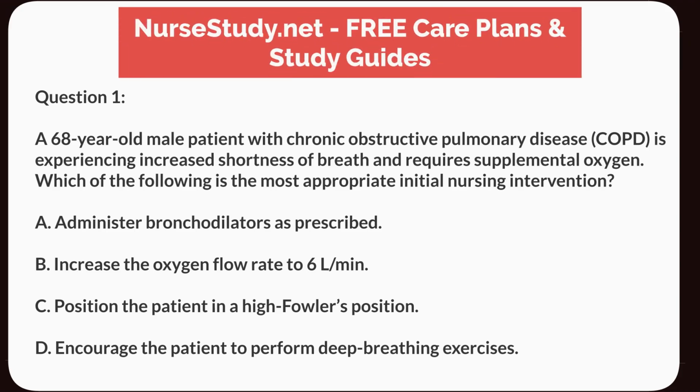Question 1. A 68-year-old male patient with chronic obstructive pulmonary disease, COPD, is experiencing increased shortness of breath and requires supplemental oxygen. Which of the following is the most appropriate initial nursing intervention? A. Administer bronchodilators as prescribed. B. Increase the oxygen flow rate to 6 liters per minute. C. Position the patient in a high Fowler's position. D. Encourage the patient to perform deep breathing exercises.